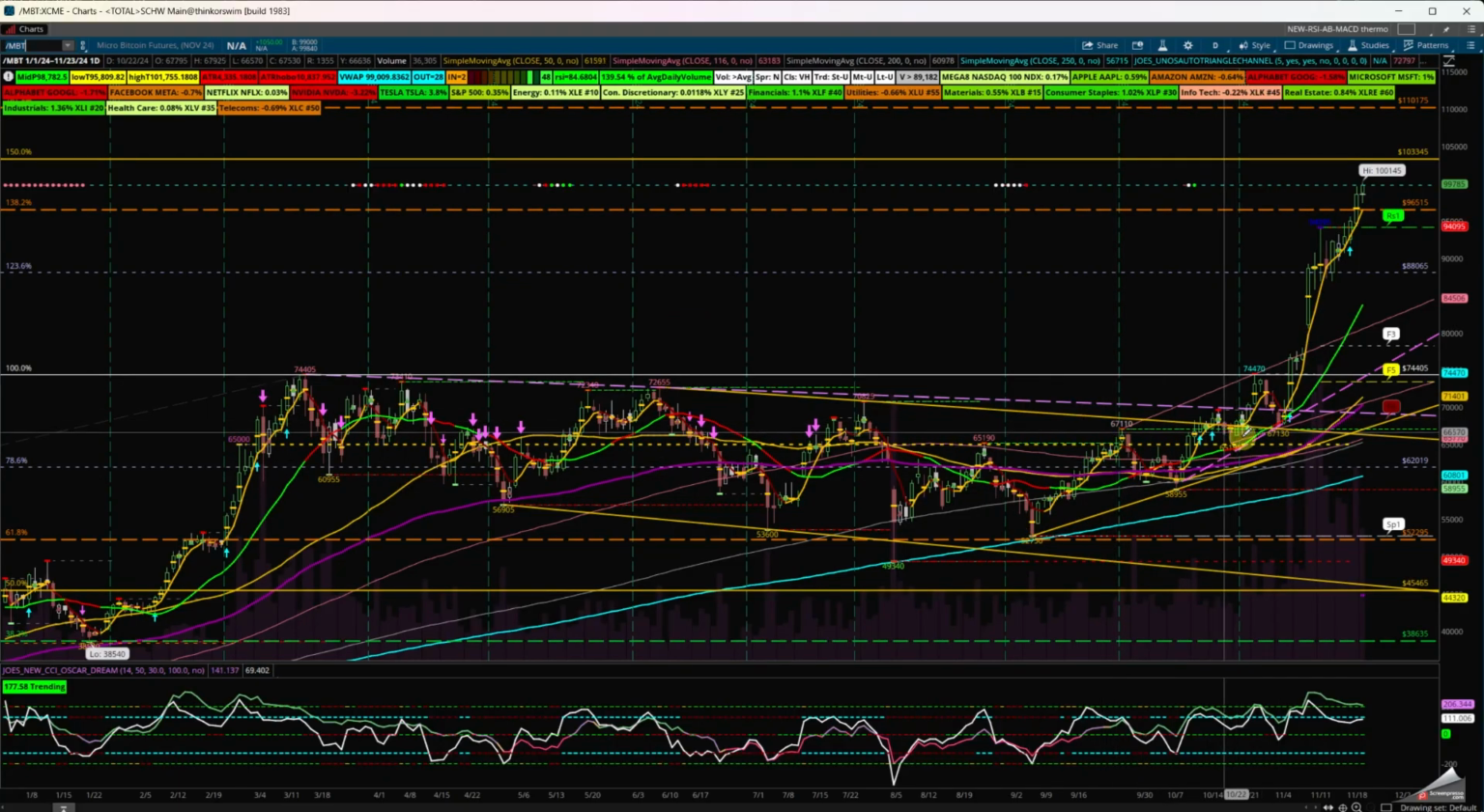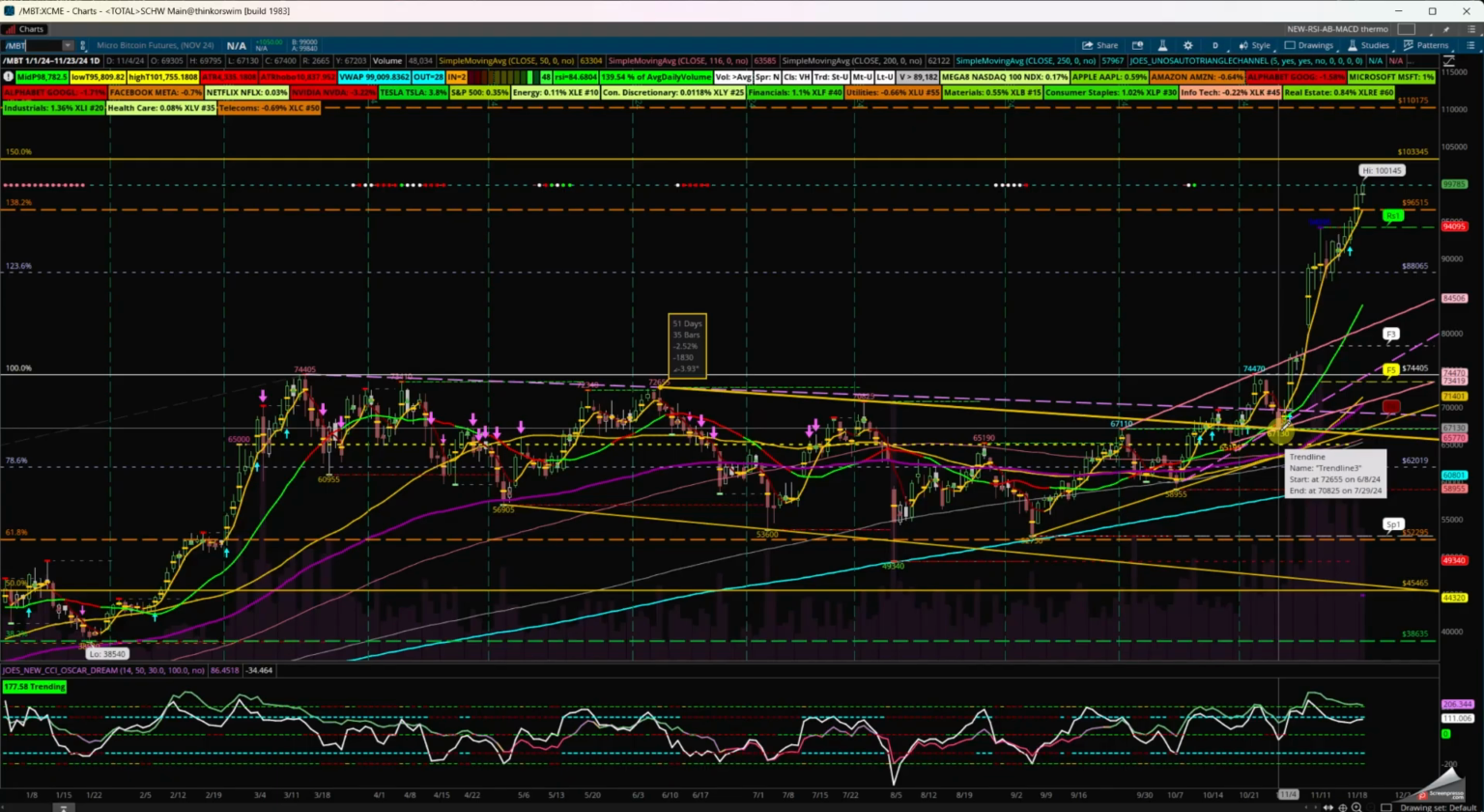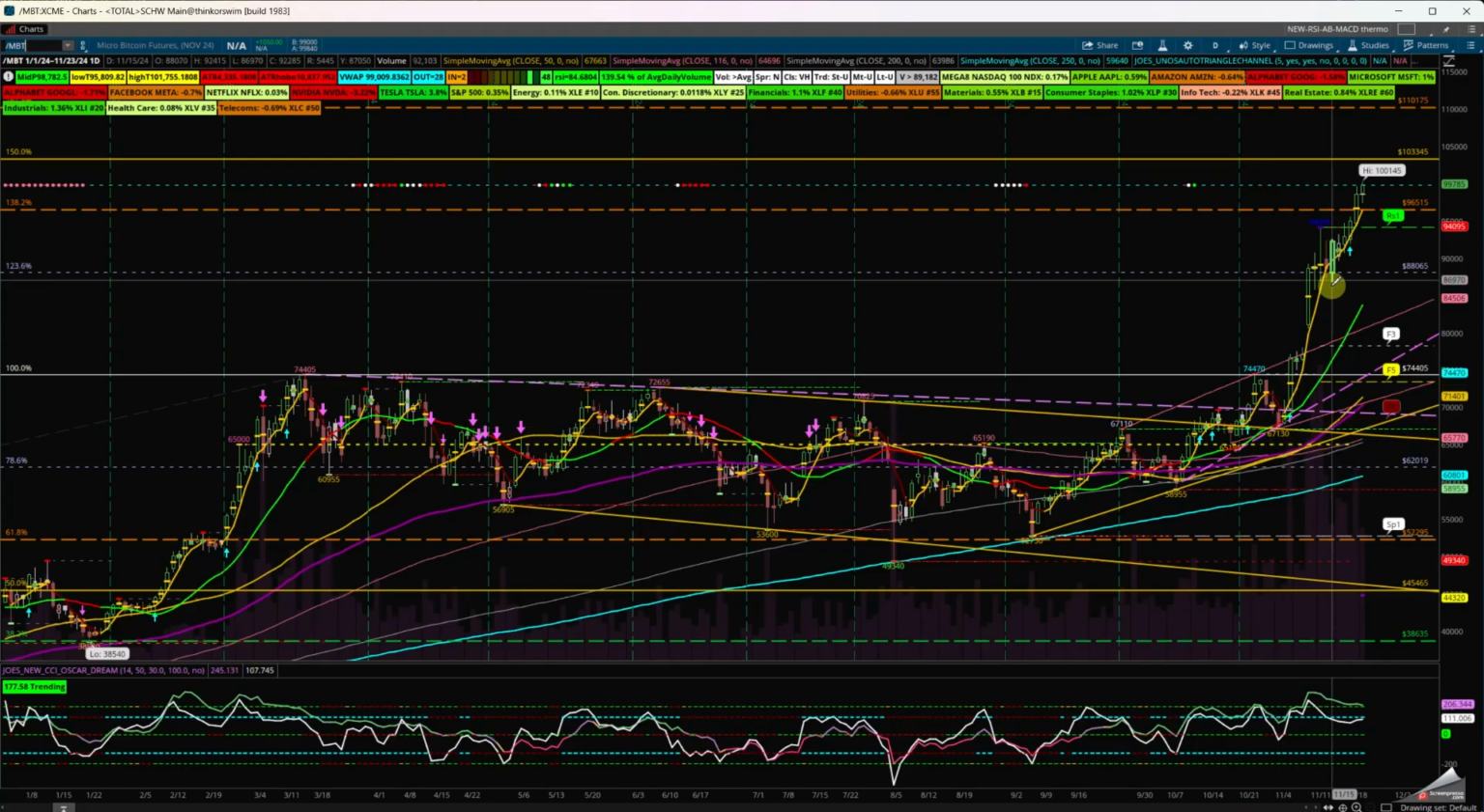And here, there was a little bit of consolidation. People were worried about the backside of this channel. I said, it's going to break out. We're looking at 100,000, even 88,000. Take some profits off down here.